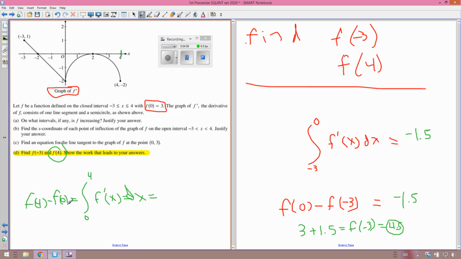Okay, you might have to listen to my voice because it's not the best here. So f of 4 is what we're trying to find, minus f of 0, which we know to be 3 from above, and then we need the area of this thing. We just need the area here. So what is the area that is here and here, right?